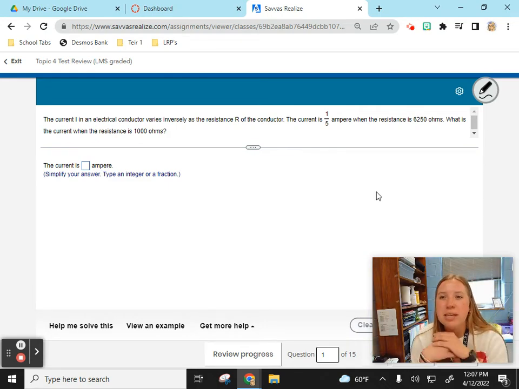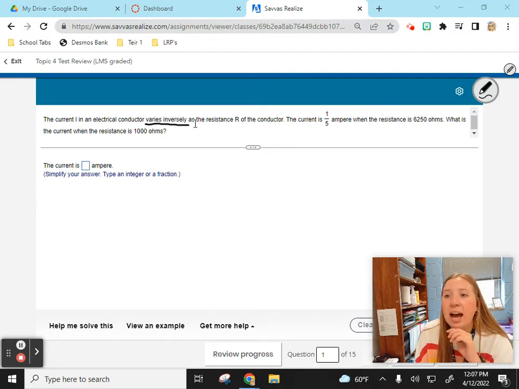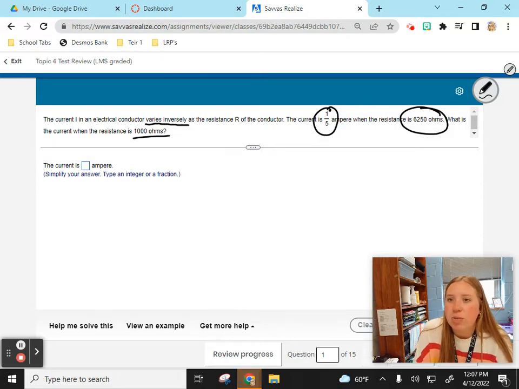So the first one tells me a current I in an electrical conductor varies inversely as the resistance R of the conductor. So they tell me that the current is 1/5 when my resistance is 6,250, and I want to figure out what the current is when my resistance is 1,000.